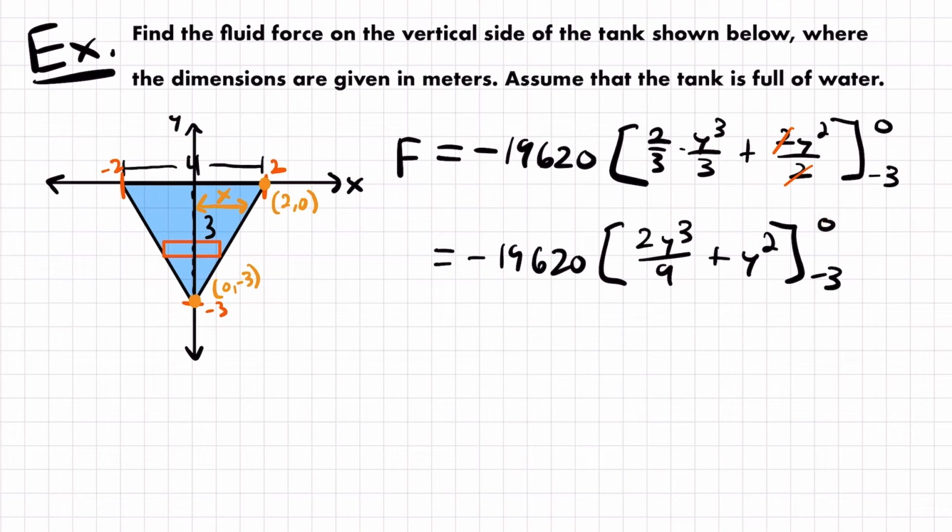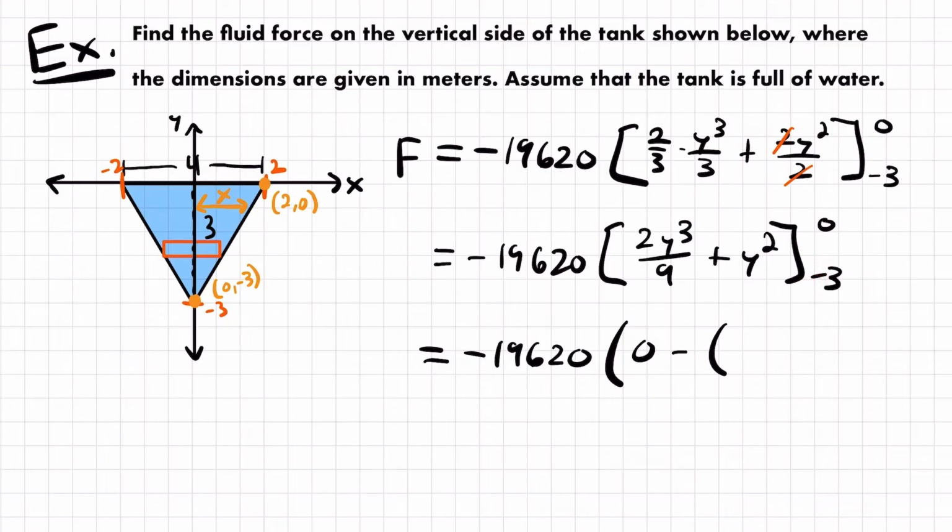And so now we can plug 0 into this expression and then subtract the evaluation at -3. But notice that plugging 0 into each of these terms is just going to produce 0, because 0 cubed times 2 is 0, divided by 9 is still 0, plus 0 squared is still 0. And so what we will have is that this is equal to -19,620 times 0 minus the evaluation at -3.